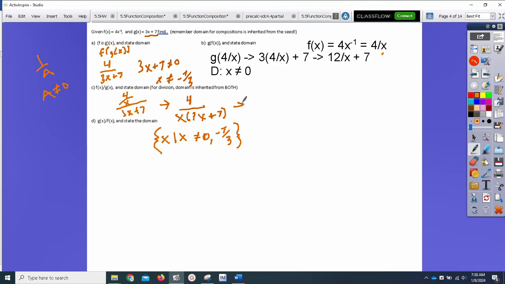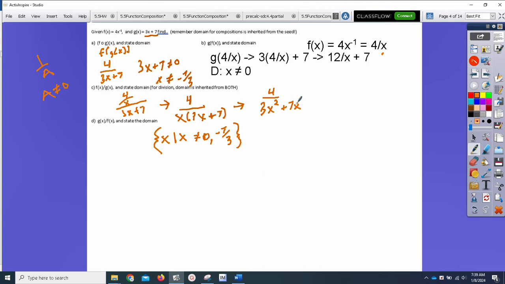Now I'm going to clean up my composite function a little bit. I'm going to use the distributive property. x times 3x is 3x squared. And then x times 7 is plus 7x. All right, that was simple enough.